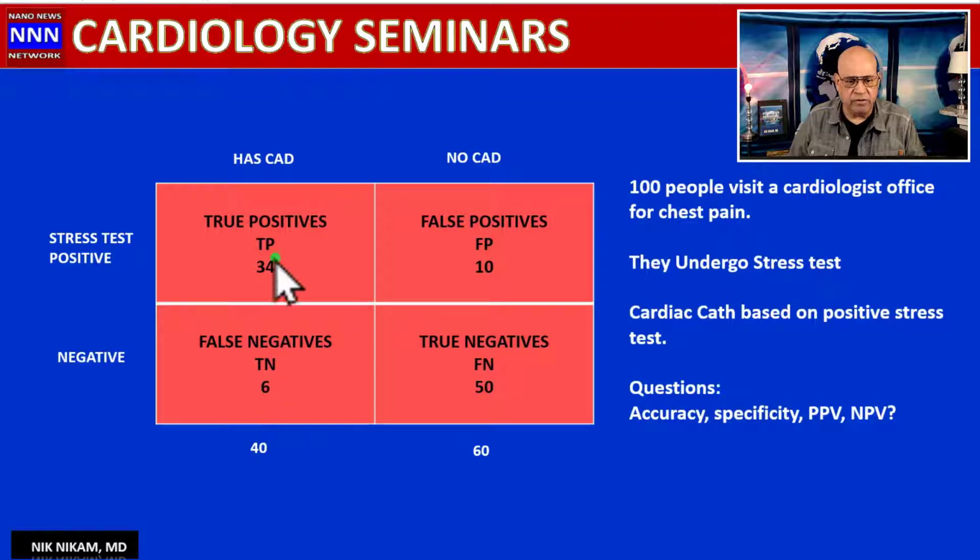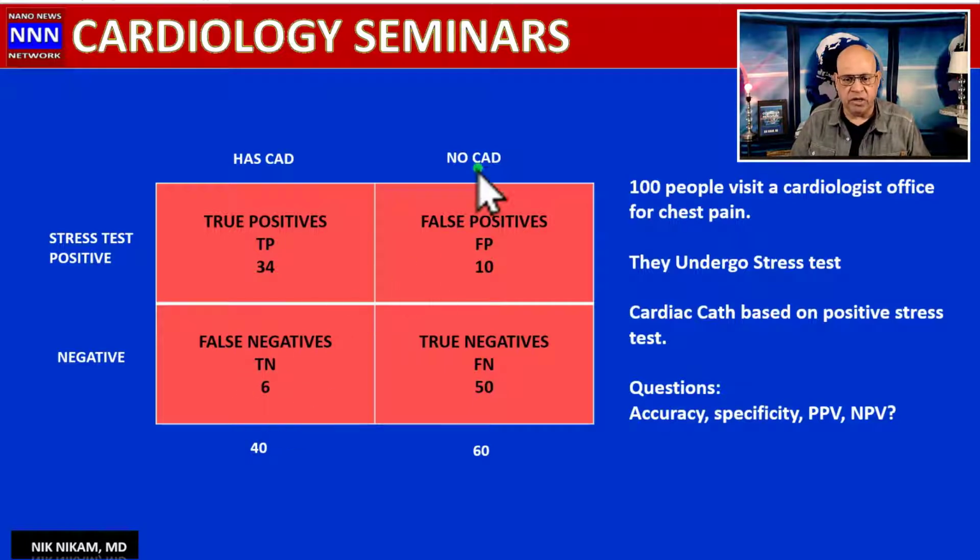We want to find out if somebody has heart disease, we expect a majority of them, not 100%, but a majority of them, to be positive. But here we have a significant number turning out to be negative. So that's not going to help us.